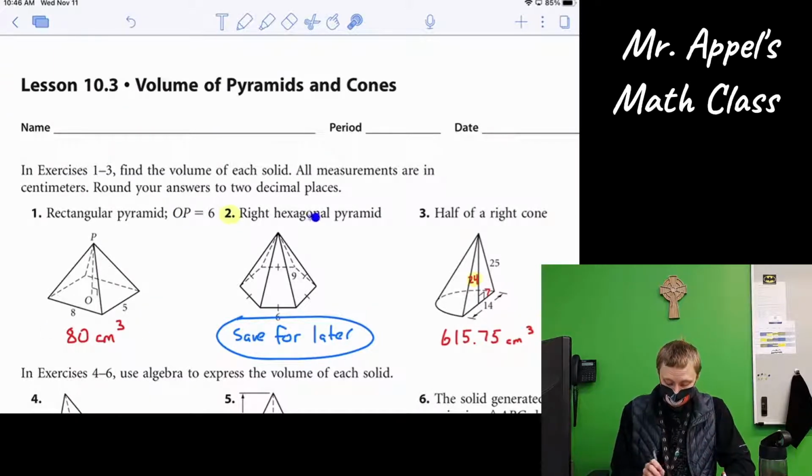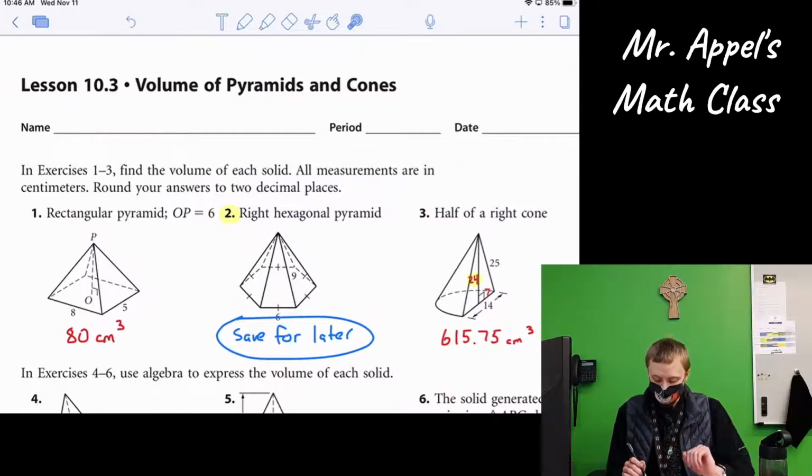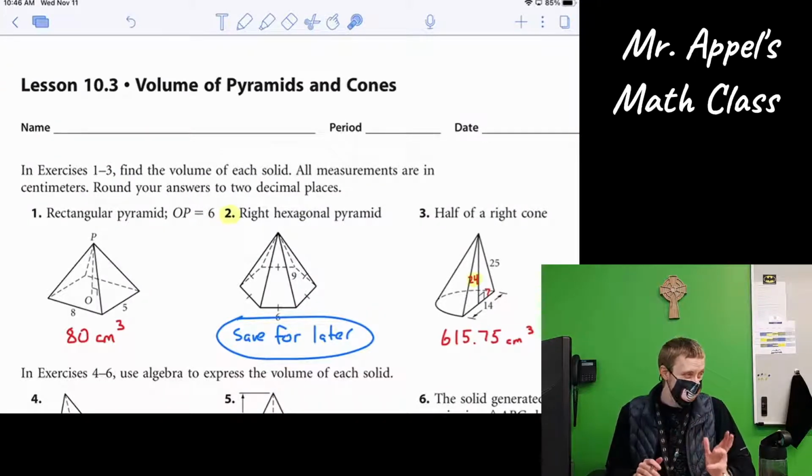Number 2, that right hexagonal pyramid. Oh, we're going to need more information to deal with the hexagons. We'll come back to that next week for sure. That takes some special triangles, not just regular Pythagorean theorem.